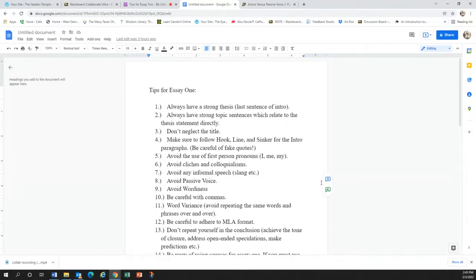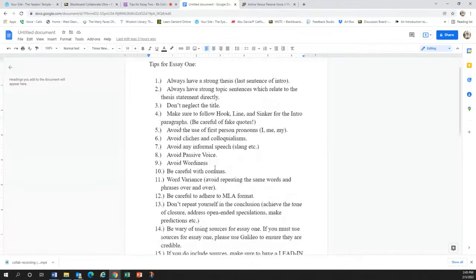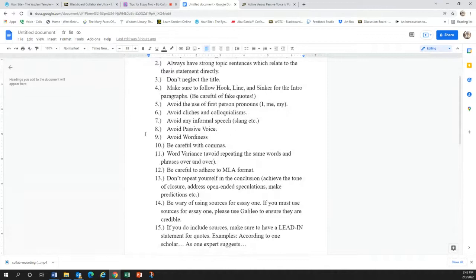Also, try not to include humor in your essays. I love humor. I'm a big humor guy. You guys have probably already picked up on that about my personality. But don't try to joke with me if you can avoid it. Some students are tempted to do so, and I would caution against it. Number 8 is avoid passive voice.